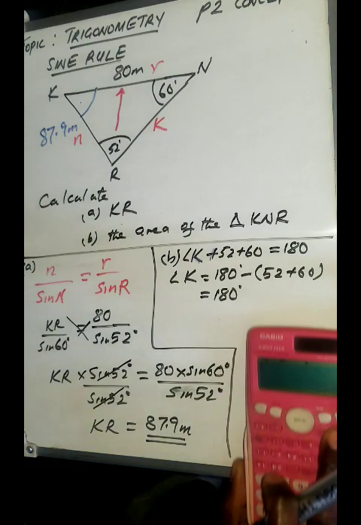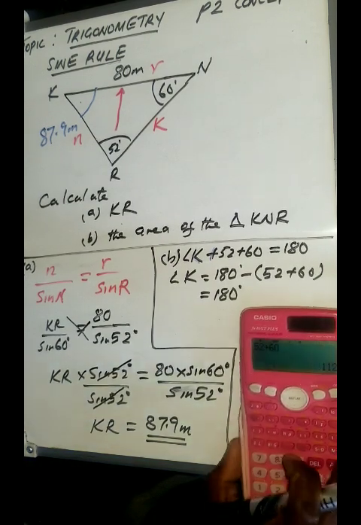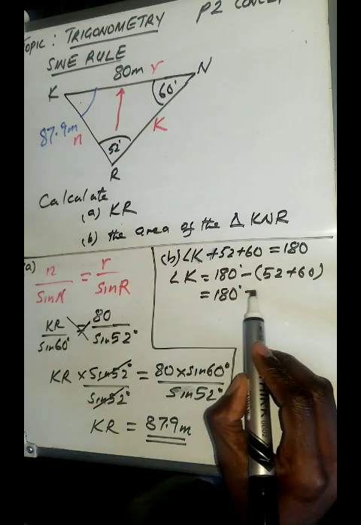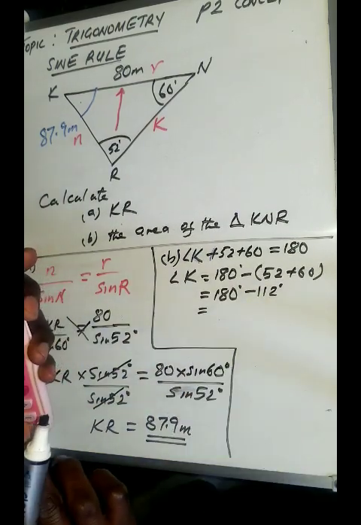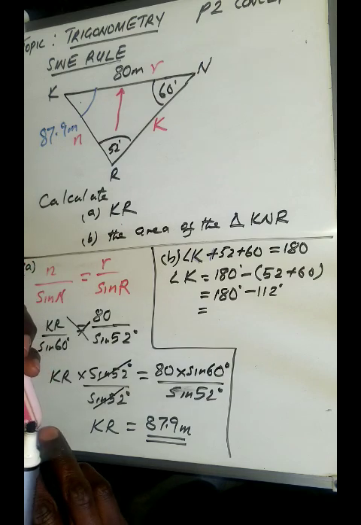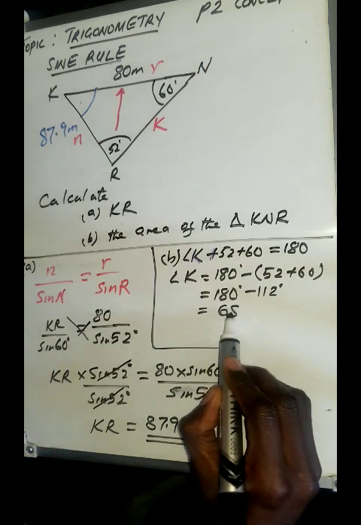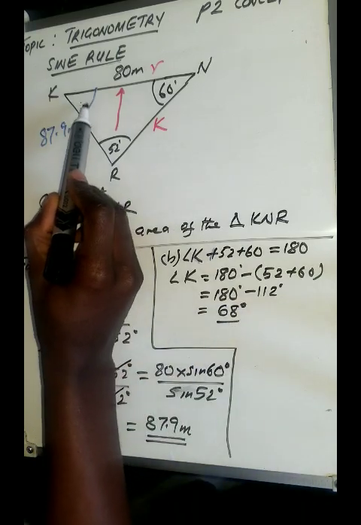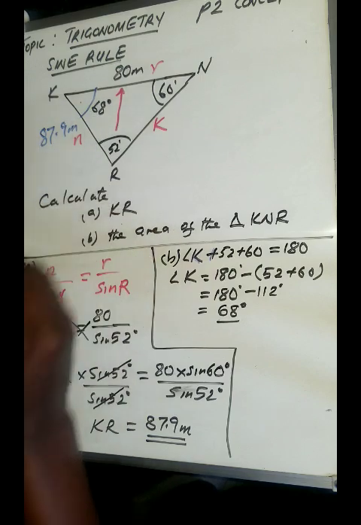So if you add 52 plus 60, that is going to give you 112. So that is minus 112 degrees. So that would be 180 minus 112. What is that going to give us? So it is going to give us 68 degrees. So now you know what that angle is. It is actually equal to 68 degrees.